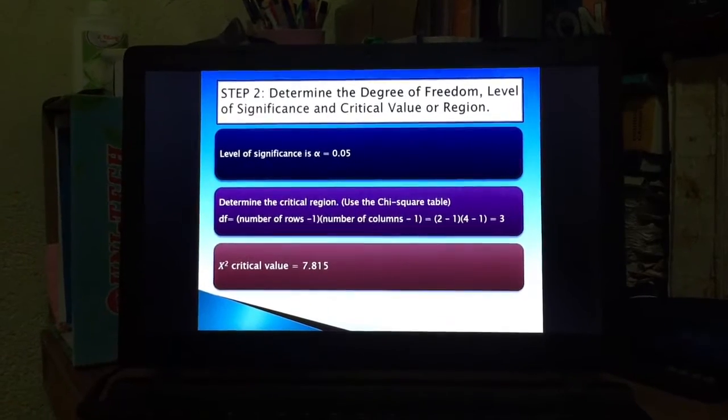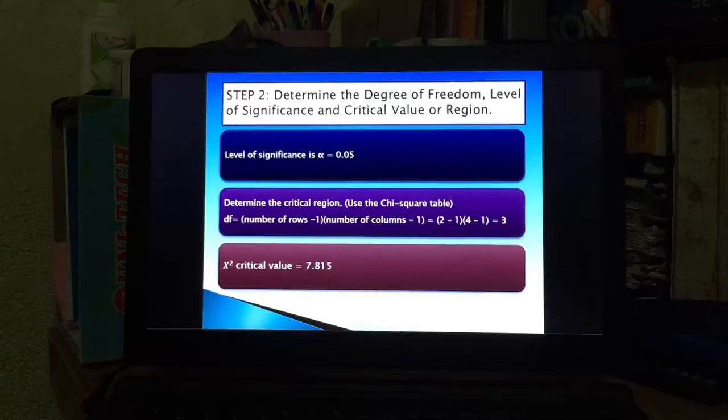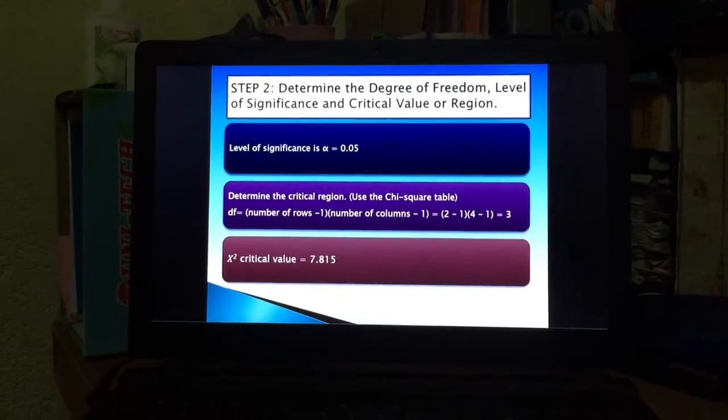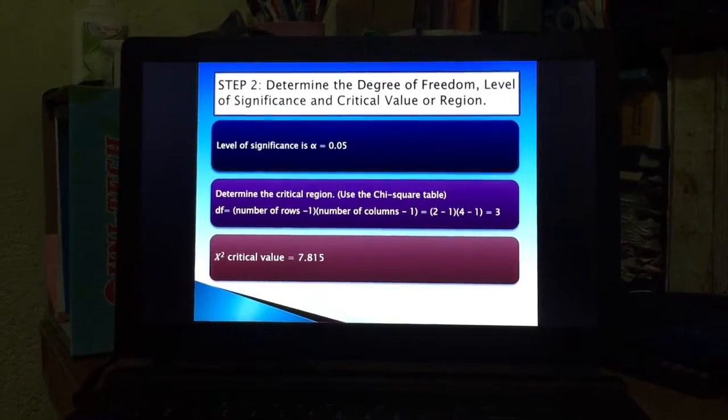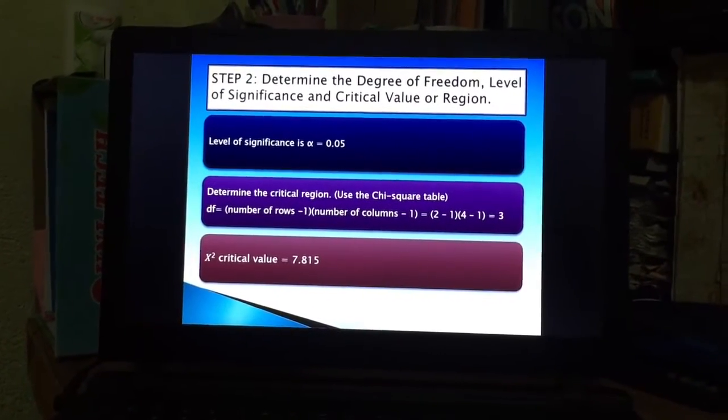For our alternative hypothesis, there is a relationship between place of residence and automobile preference. Step number 2. Determine the degree of freedom, level of significance, and critical value or region. Our level of significance is alpha, which is equal to 0.05.